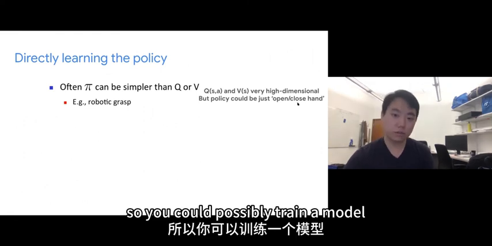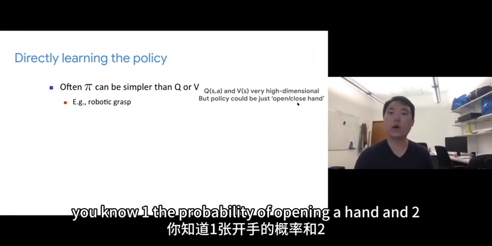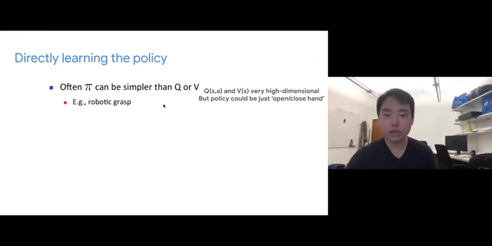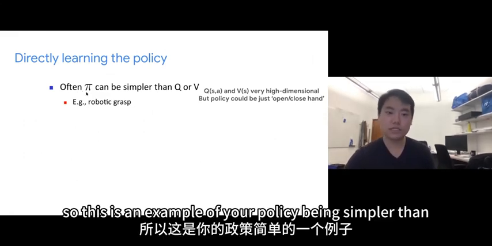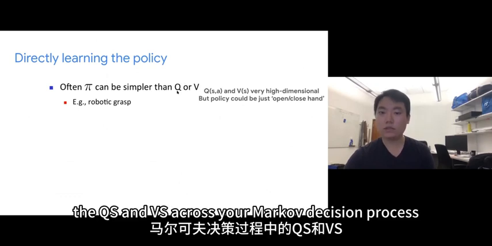So you could possibly train a model that just has two output neurons: one, the probability of opening a hand, and two, the probability of closing a hand. So this is an example of your policy being simpler than the Q's and V's across your Markov decision process.